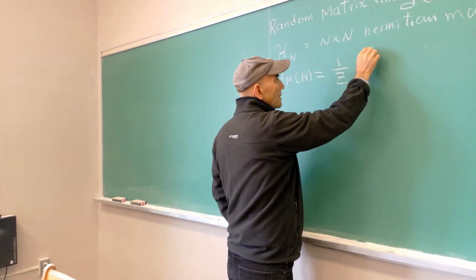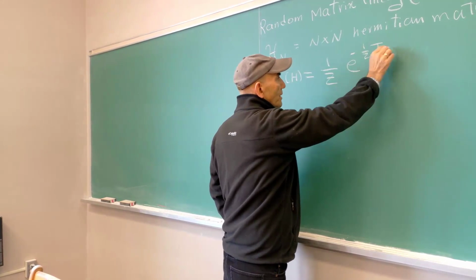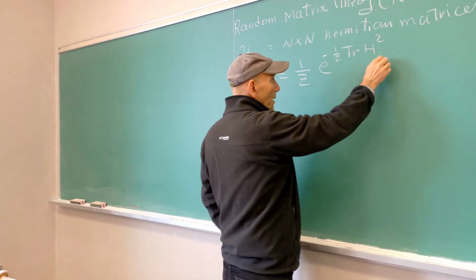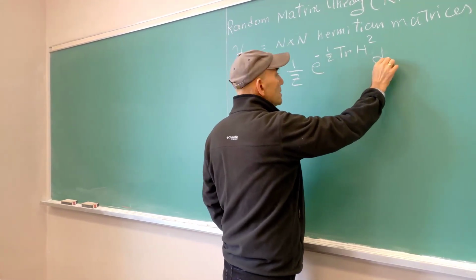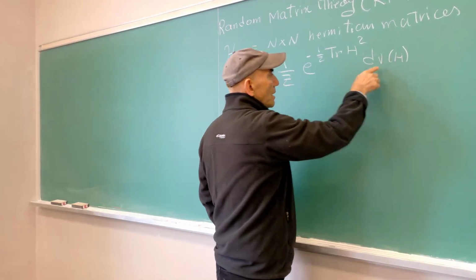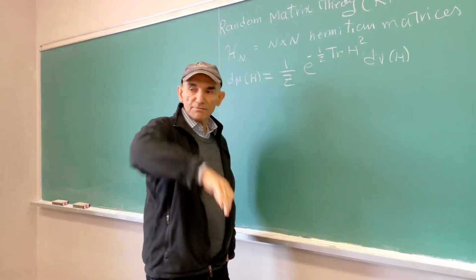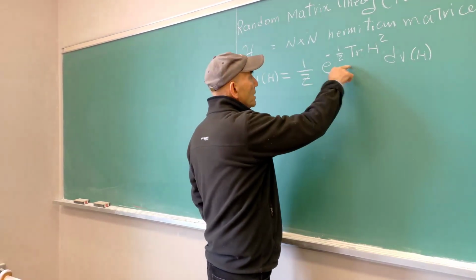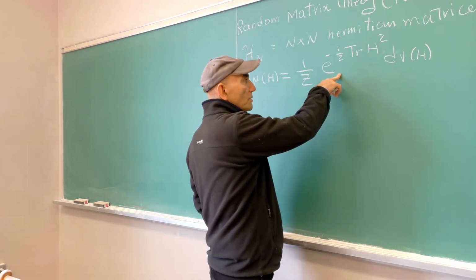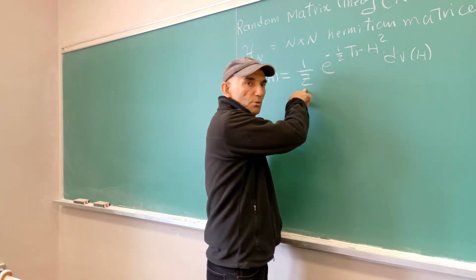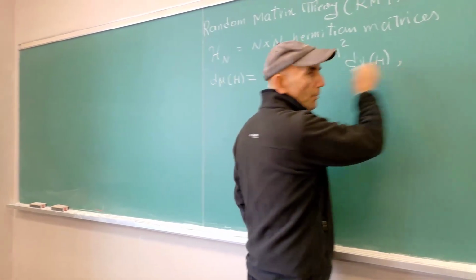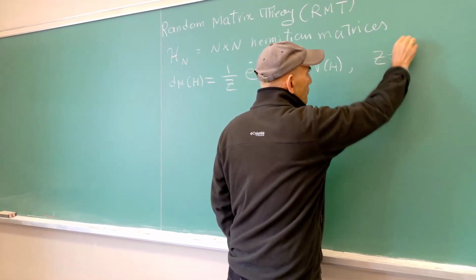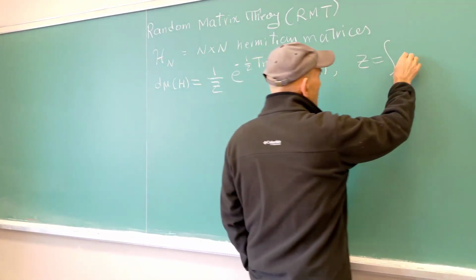exponential of minus 1/2 trace of H squared dV of H. This is the Lebesgue measure on this linear space, of dimension n squared. This is the weight, the kind of Gaussian weight. And Z is the normalization, which gives the total mass of the probability measure equal to 1. And Z is the partition function or normalizing factor for now. It's just this one.